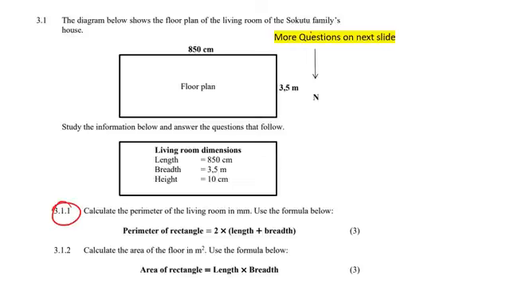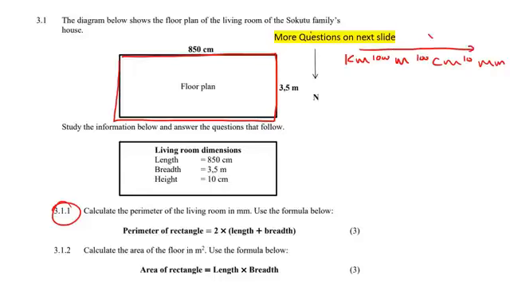Okay, so the first question. Calculate the perimeter. Remember, perimeter is the distance around the shape. So you don't have to use these formulas, but if you want to, we can. They wanted the perimeter of the living room in millimeters. So we need to remember how to convert. We've got kilometers, meters, centimeters, millimeters. In between here is 1,000, over here is 100, and over here is a 10. Remember, when you go this way, you multiply. When you go this way, you divide.